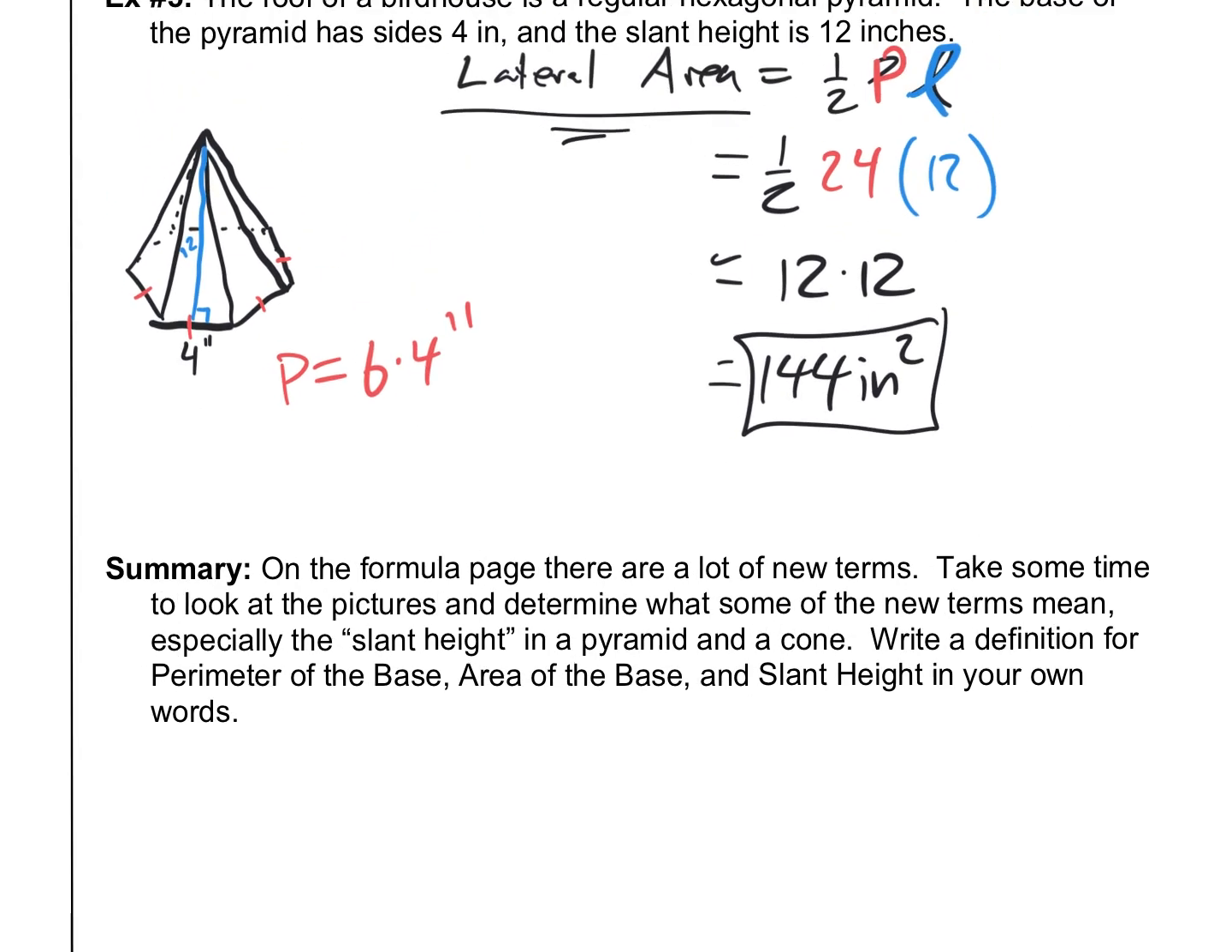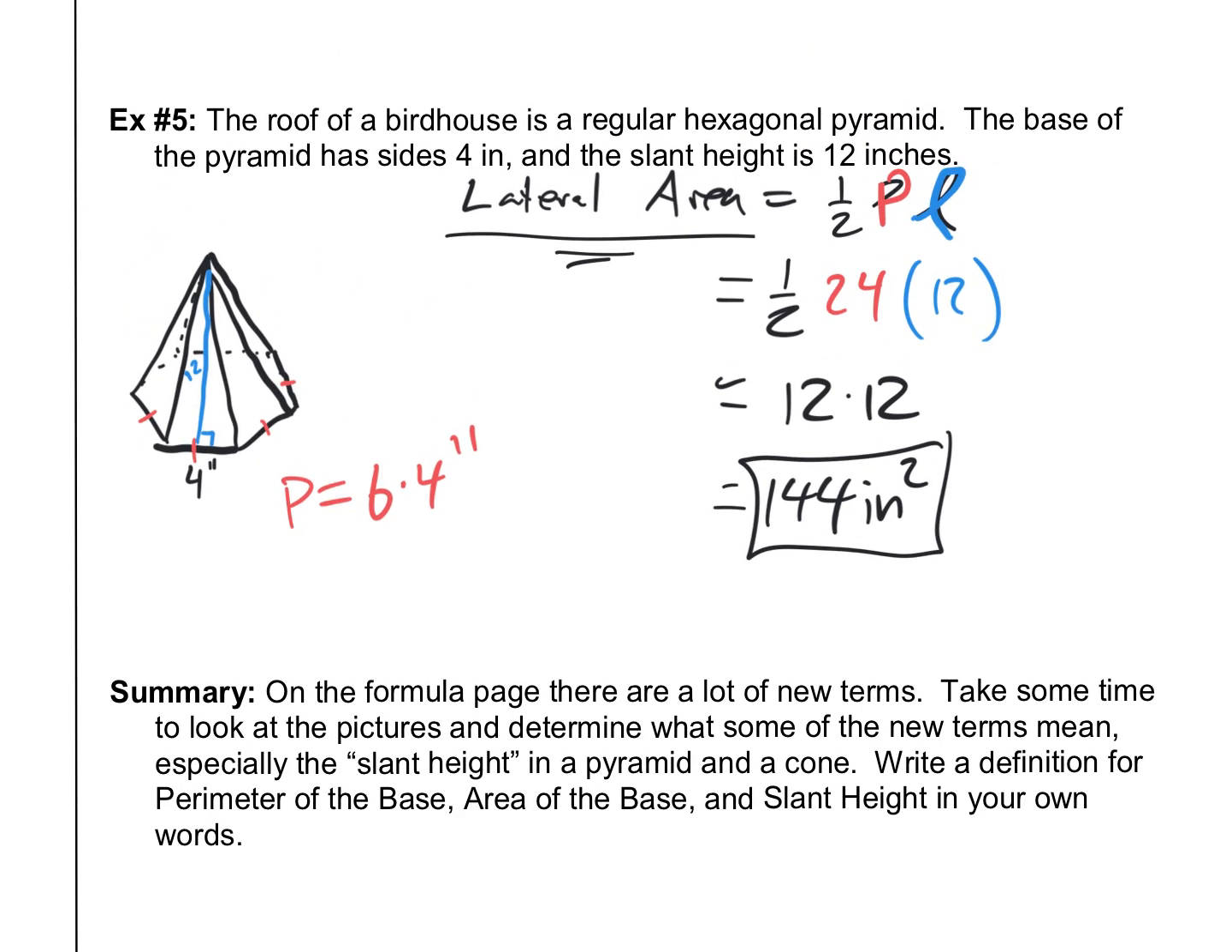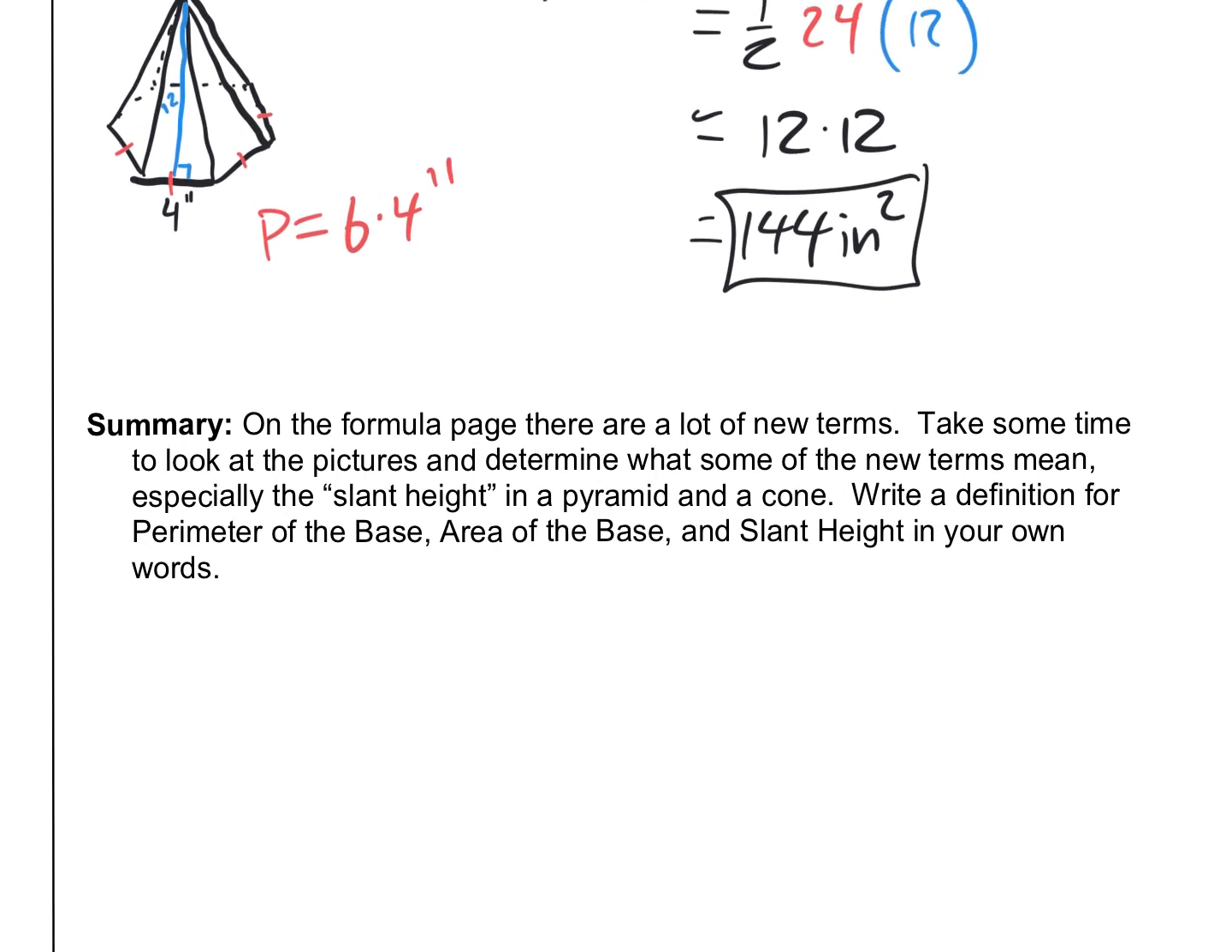Okay, summary. On the formula page, there are a lot of new terms. Take some time to look at the pictures and determine what some of the new terms mean. What are some of the terms I'm talking about? Perimeter, slant height, base area, height, all those types of things. Write a definition for perimeter of the base, area of the base, and slant height in your own words. And by the way, we have letters for all of these. When you see P, that's perimeter of the base. When you see B, that's area of the base. And when you see L, that's slant height. Okay, so those are our different new terms that you need to learn. Maybe you could come up with some definitions for those. All right, thanks guys. See you guys on the next video.